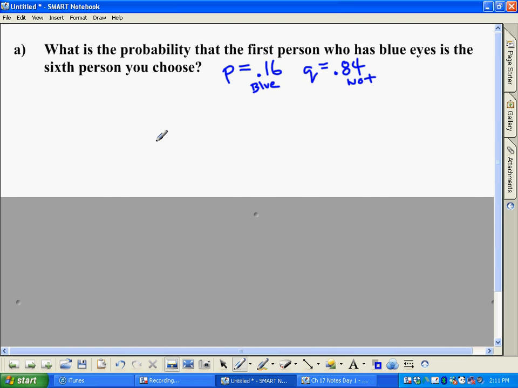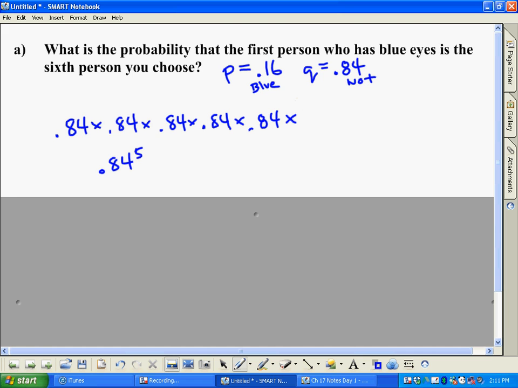So you could figure this out really quickly by doing this. Well, we're not going to have somebody with blue eyes until the sixth person, so that means the first 5 people that we pick are all going to not have blue eyes. So these are our 5 people here. They all have an 84% chance. So what we would do then is multiply these together. Obviously we don't have to write it out 5 times. You can just write 0.84 to the 5th power.